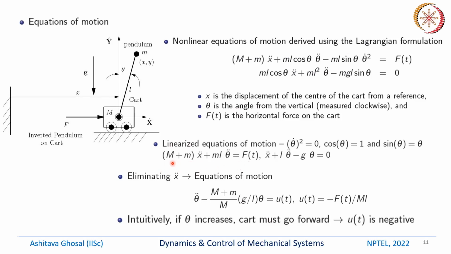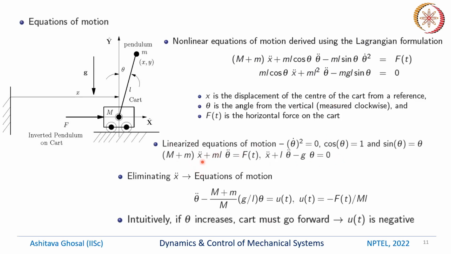They are given by (M + m) x double dot + m L theta double dot = f(t), and x double dot + L theta double dot - g theta = 0. So these are two linearized equations of motion obtained from the original nonlinear ODEs. These two equations can also be used to eliminate x double dot.